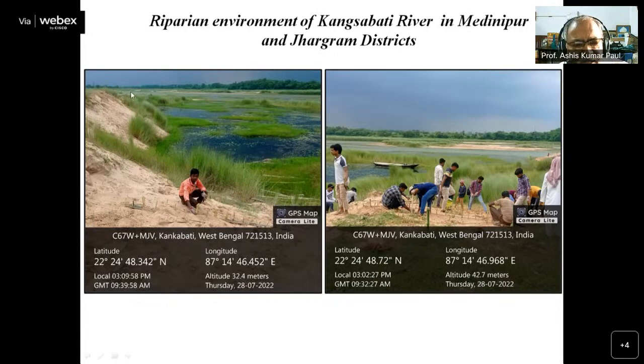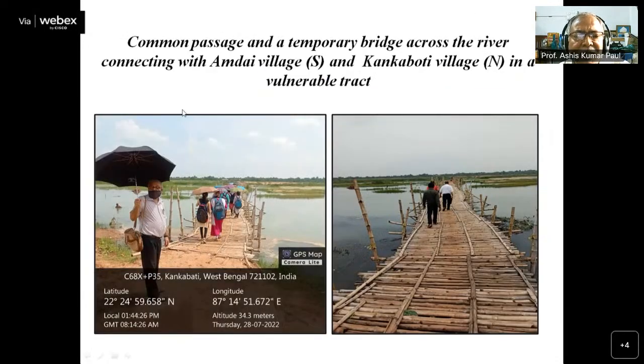And this is the vulnerable tract of the depositional bank, where our students and the villagers and the researchers and the experts are planting the vetiver grasses to stabilize or to reduce the erosion rate of this vulnerable bank. And here you can see that our students and our colleagues, after planting the vetiver grasses on 26th, 27th, 28th, and 29th, so regularly we visited this area, and we are returning to our university through the common bridge, the bamboo built bridge, which is used by the daily commuters in this area.